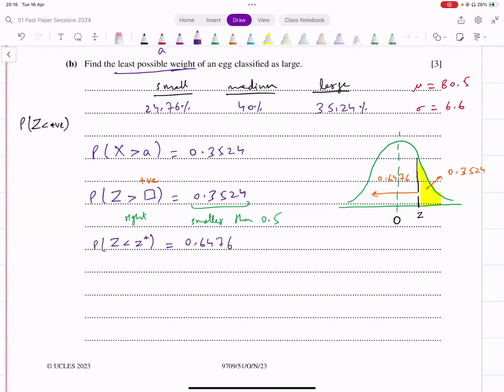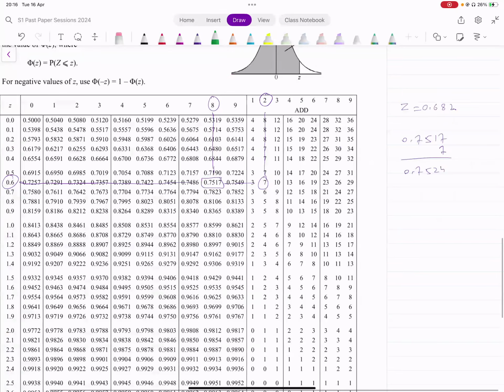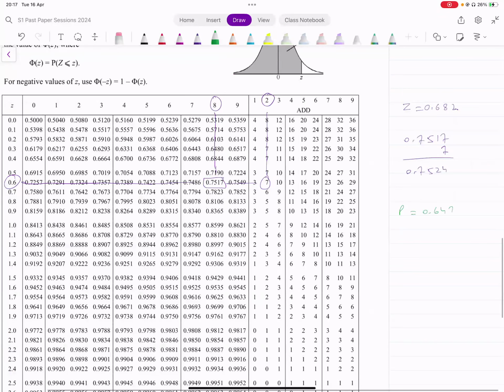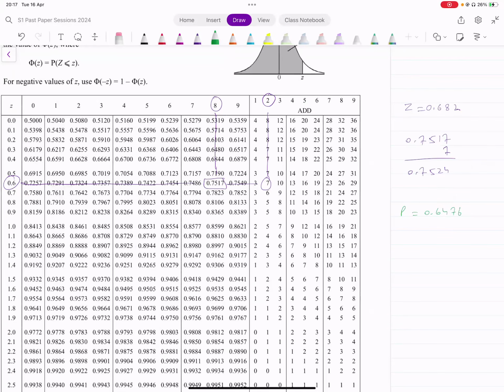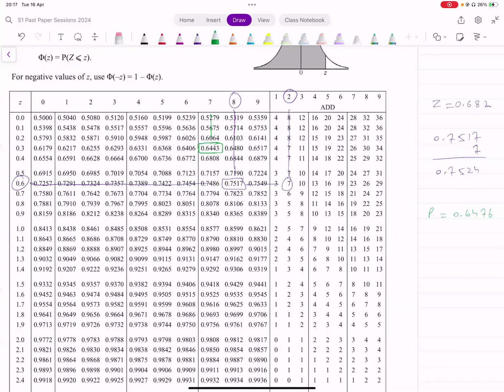We can go to the table and find the Z value corresponding to this probability, 0.6476. Okay, now remember that value. Probability was 0.6476. Okay, now let's look for 0.6476 here. Okay, this is the number that we have smaller than that, right? 0.6476 exactly is not available, so we use the smaller number from that. 0.6443. What's the corresponding Z value that we're getting here?